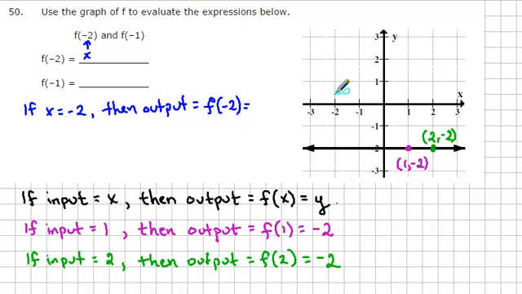So let's locate negative 2 along the x-axis and then find the corresponding point on the function. Just imagine drawing a vertical line at x equals negative 2, and where that vertical line intersects the function, label the coordinates of that point. In this case, the point is (negative 2, negative 2). So when the input is negative 2, the output is also negative 2. So f of negative 2 is equal to negative 2.